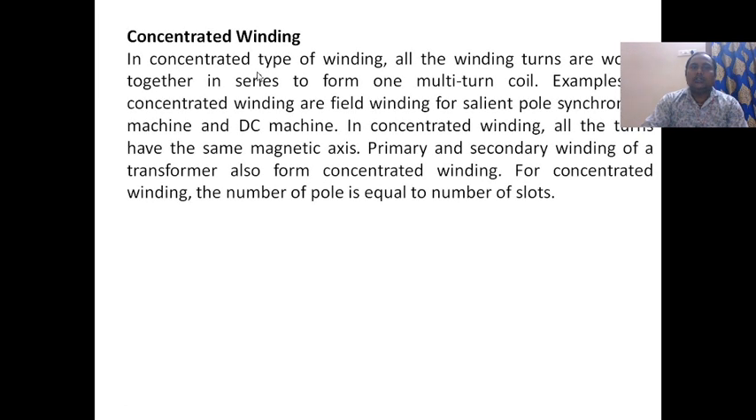Concentrated winding means that all the winding turns are wound together in series to form one multi-turn coil. Examples of concentrated winding are the field winding for a salient pole synchronous machine and a DC machine. In concentrated winding, all the turns have the same magnetic axis. The primary and secondary windings of a transformer also form concentrated winding. For concentrated winding, the number of poles is equal to the number of slots.